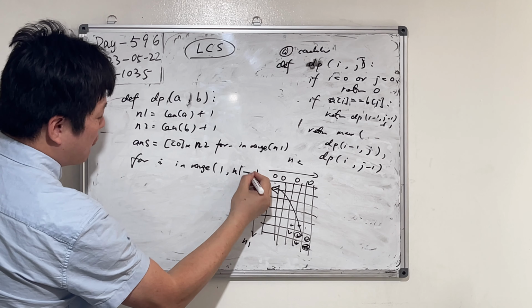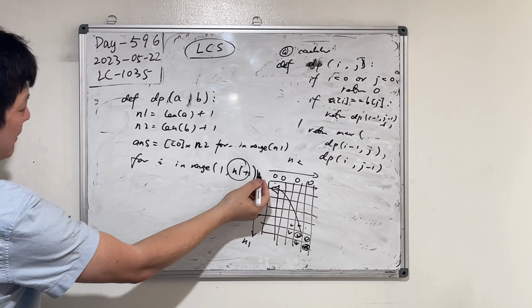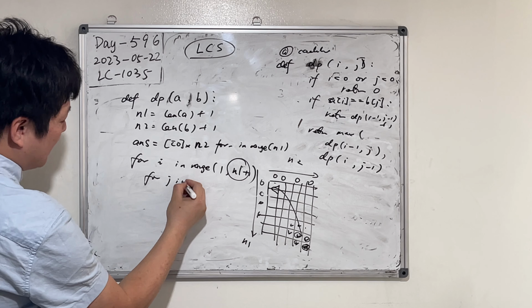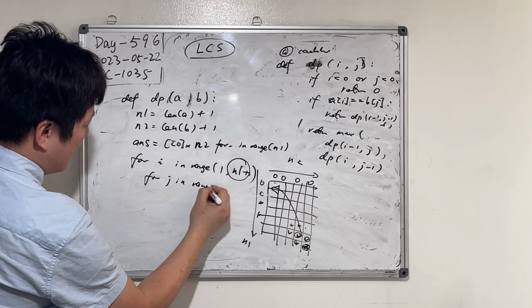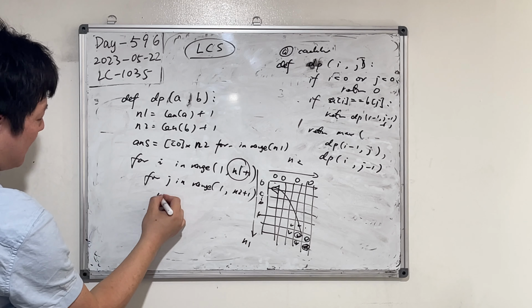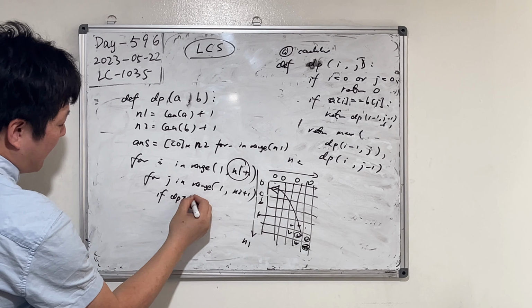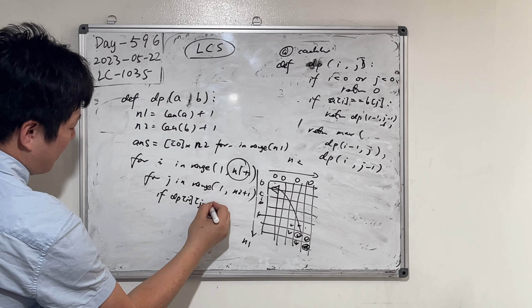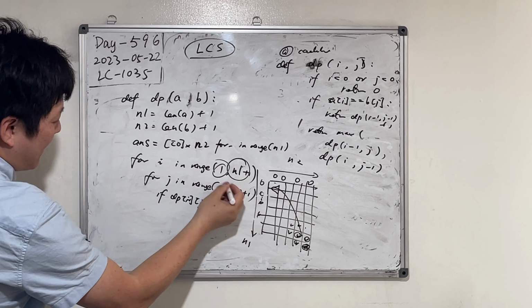n1. n1 plus 1. The last index is n1. For j in range, start from the second value, 1 to n2 plus 1. This is the columns. The first dimension is the arrays. Then if dp[i minus 1][j minus 1], right? Because it starts from 1, we added the extra zeros. The first index would be i minus 1, starting from 0.